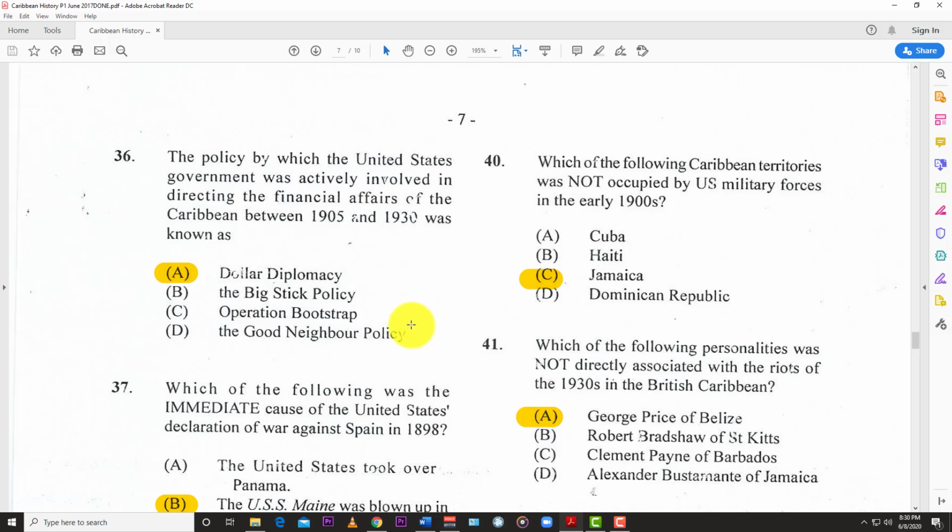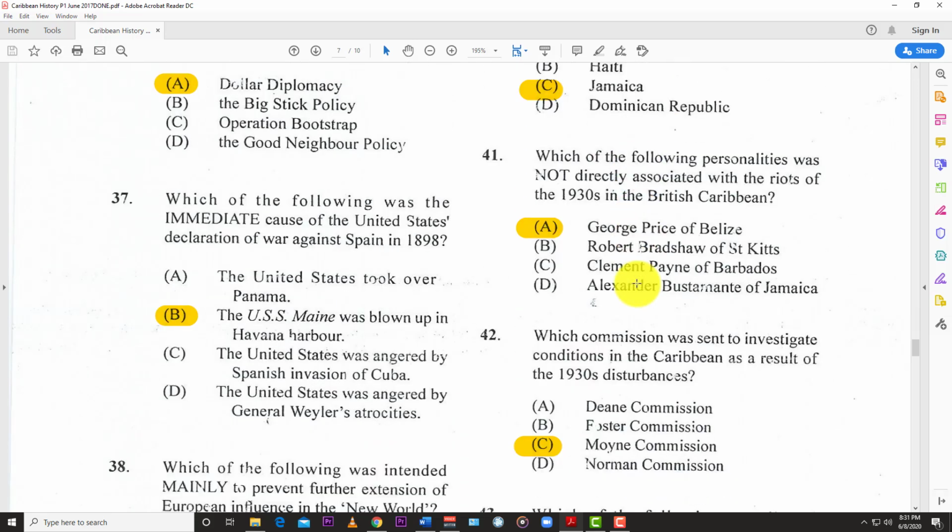40. Which of the following Caribbean territories was not occupied by the U.S. military forces in the early 1900s? And so the answer is C, Jamaica. 41. Which of the following personalities was not directly associated with the riots of the 1930s in the British Caribbean? And so the answer here is George Price of Belize.